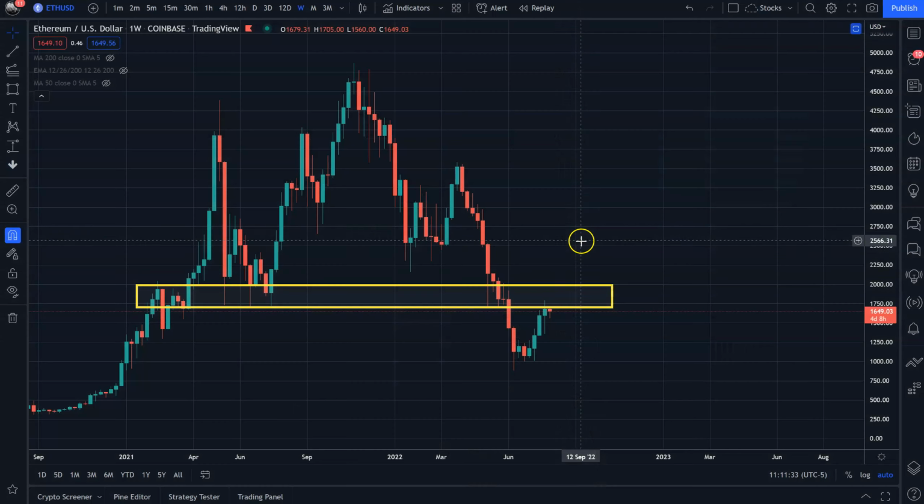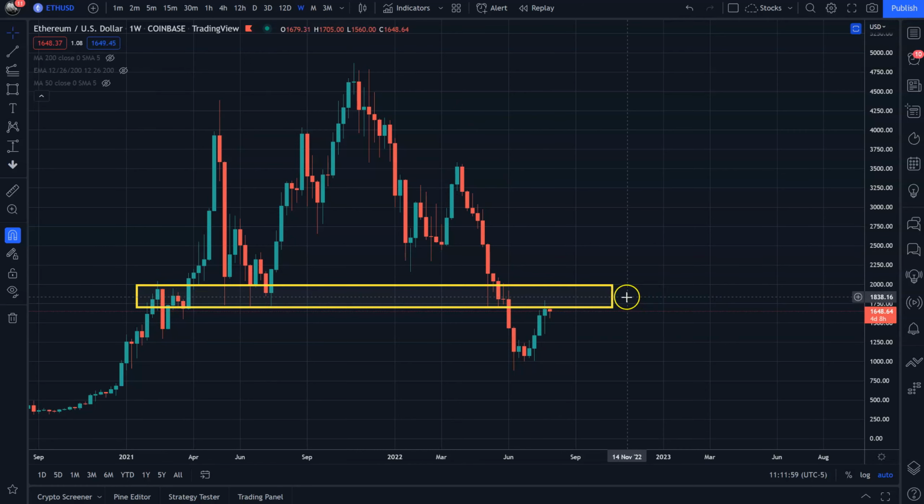So a few days ago, I did a video about Ethereum. I talked about the fact that I wasn't sure why people were getting so excited about what is essentially a counter trend rally. And I drew this demand box that has now turned into supply on that chart. And so in this video, I want to show you a very simple technique you can use to find smaller time frame trades. So this is obviously a weekly chart.